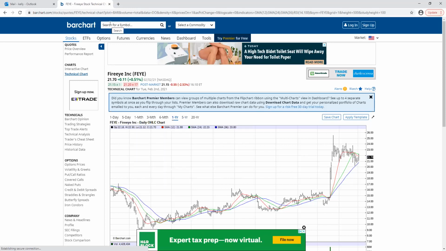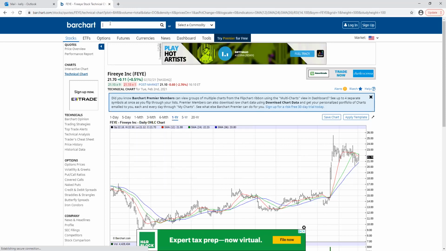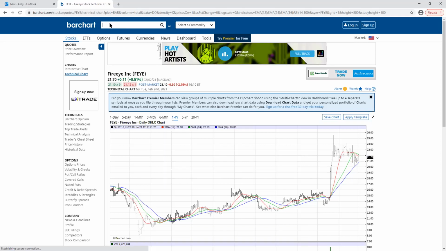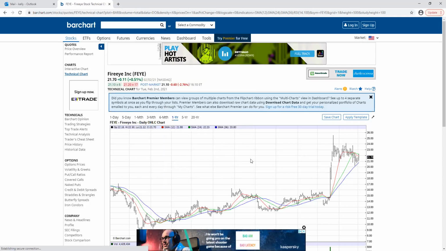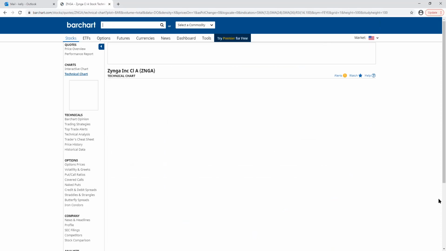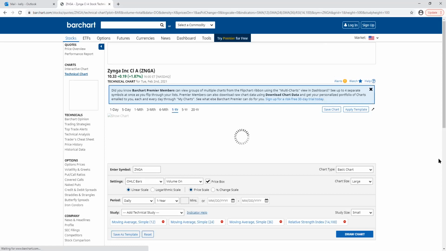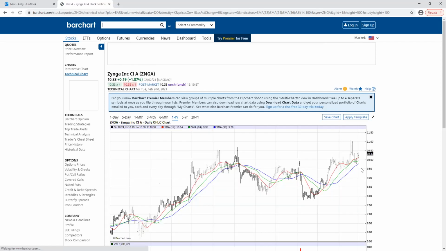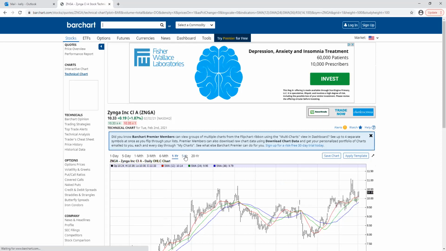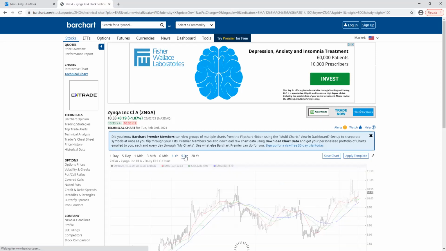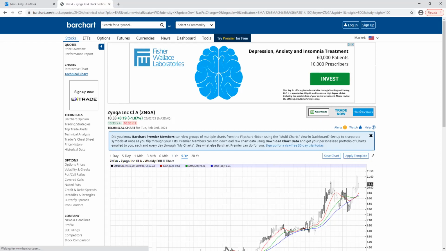Okay, so there you go with FireEye, and let's talk about ZNGA. Okay, on ZNGA, what do you got? You got a pretty good looking chart. I don't think it's been around forever, so let's, does it have a 5-year graph or no? Yeah, it's got a 5-year graph.